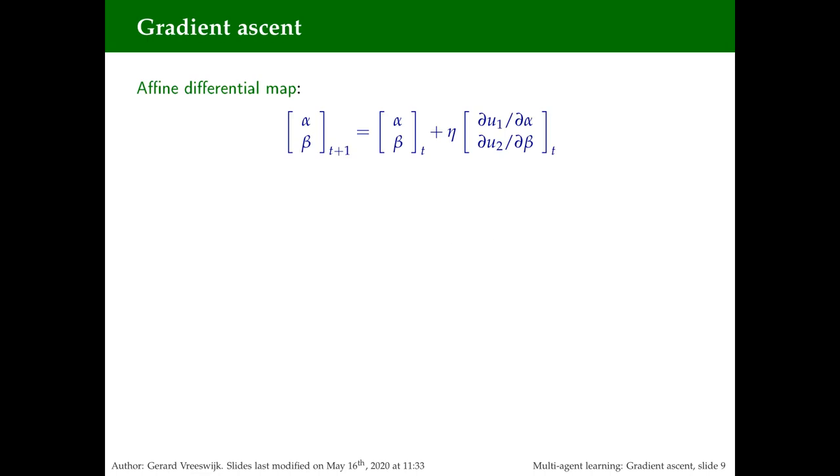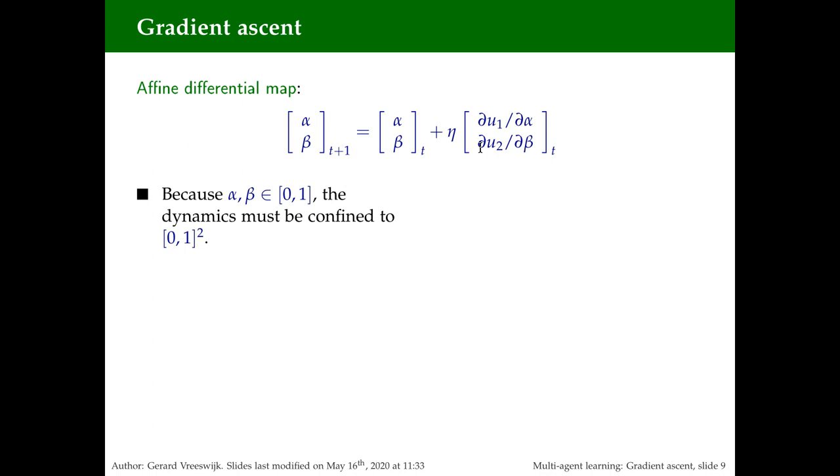So we first discuss, so this is the same equation. Alpha is the mixed strategy of the row player and beta is the mixed strategy of the column player. And the idea is that both players, each round, so alpha beta in the next round is alpha beta in the current round, plus a tiny bit of adaptation in the right direction. This is the right direction for the row player, this is the right direction for the column player.